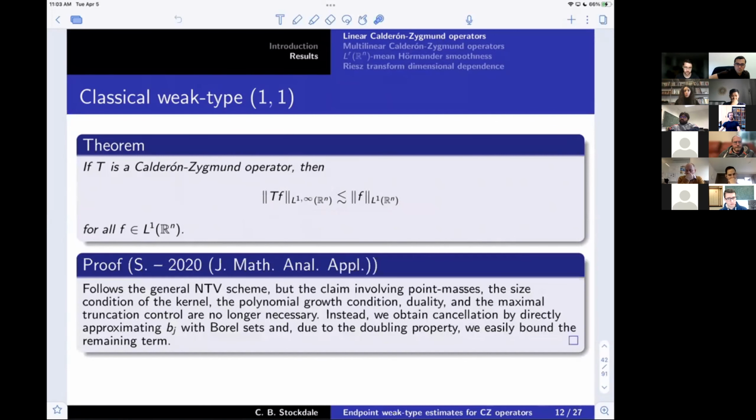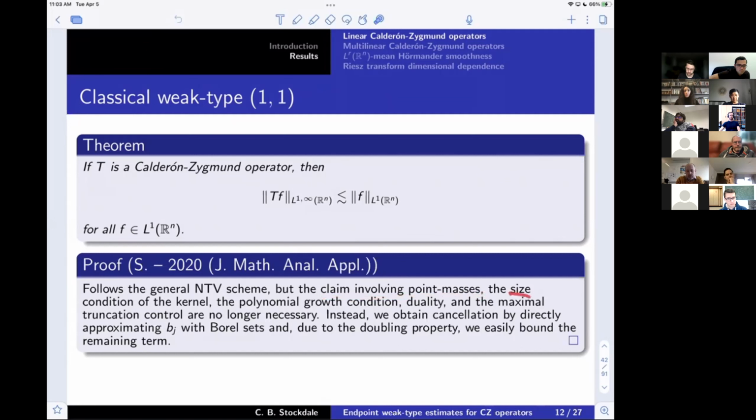So that's the first result, a new proof of this classical theorem, where you follow the general Nazarov-Treil-Volberg scheme. You do the same decomposition where you just look at the set where f is larger than lambda. So you don't have to do this Calderón-Zygmund decomposition. You don't have to study the averages in the way of decomposing into the good function and the bad function. But also, we avoid this claim that involves the point masses. So the difficulty in the Nazarov-Treil-Volberg argument is also avoided.